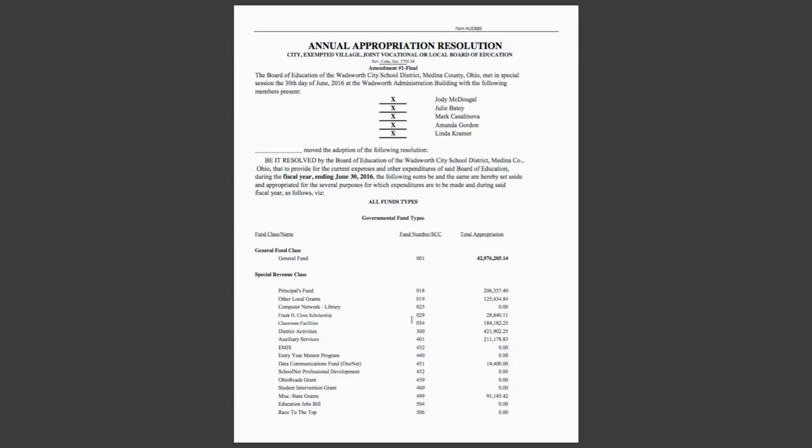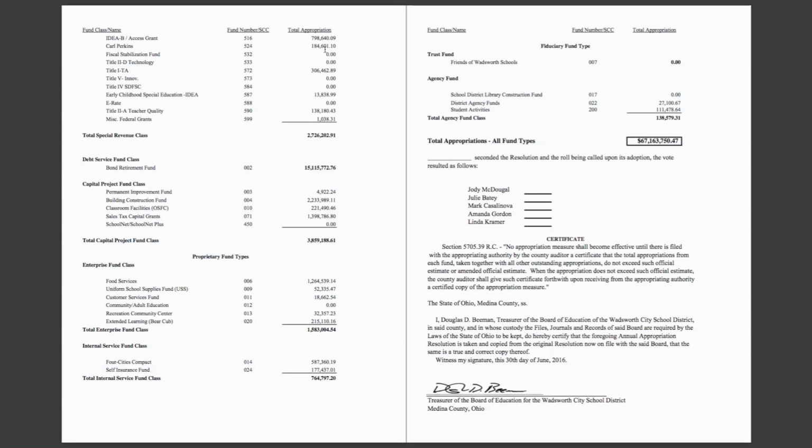But focusing on some of the same funds, you can see your 300 funds, $421 million is appropriated. IDAB, again, $798,000. Again, the big appropriation in the Bond Retirement Fund related to the refunder that we had. Food service, $1.2 million. So these are the totals appropriated at the fund level. So the board only approves appropriations at the fund level here at Wazoo City Schools.